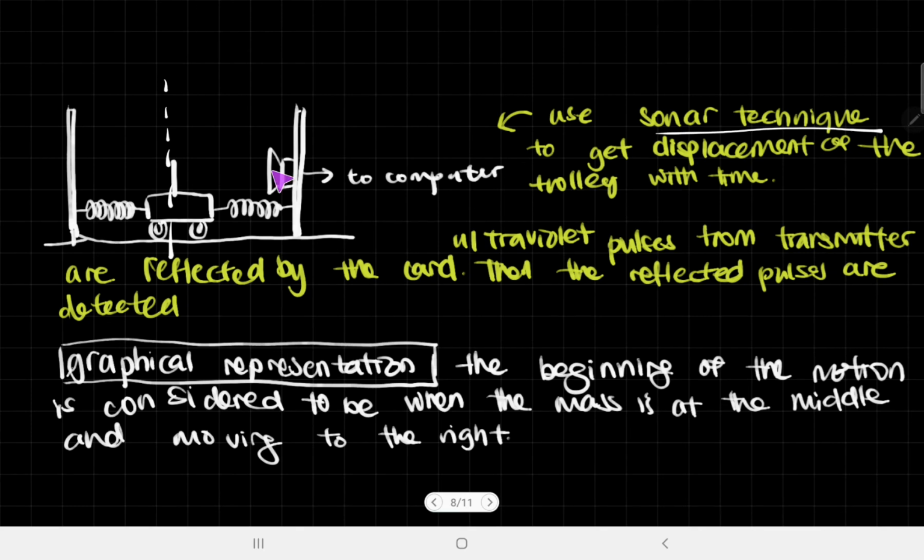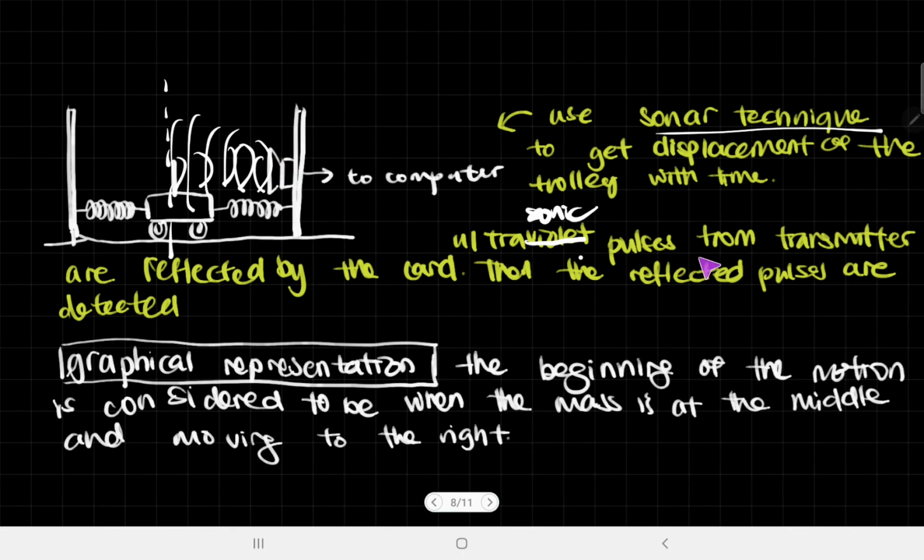with respect to time. So this is going to give out certain ultrasonic pulses. And what this means is that the frequency of these sound waves that are being transmitted is higher than 20,000 hertz. So it's not going to be audible to us. After the card reflects these waves, it's going to sense this, and it's going to use basically the time that it took for it to be reflected to get an idea of where the displacement is, because we already know the speed of these sound waves.